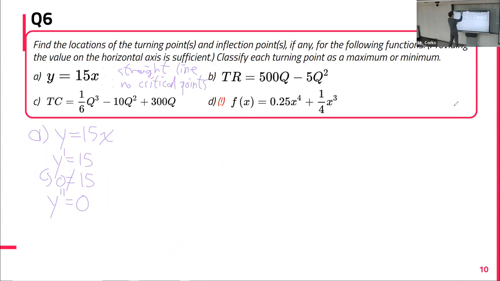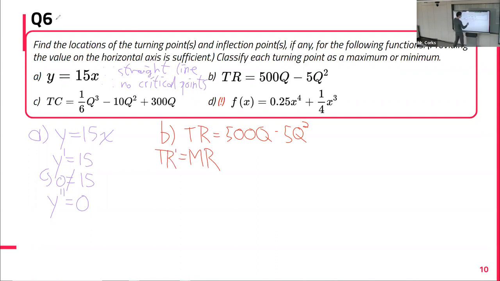All right, next one, B here. So our original function TR is 500Q minus 5Q squared. We just find our first derivative, which is also marginal revenue, important to remember. Total revenue prime, or marginal revenue.